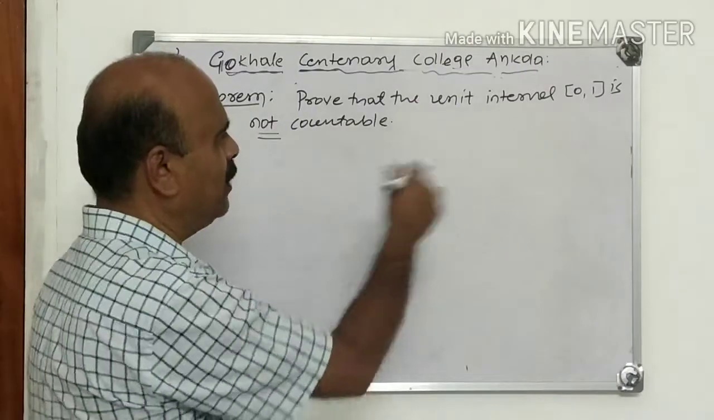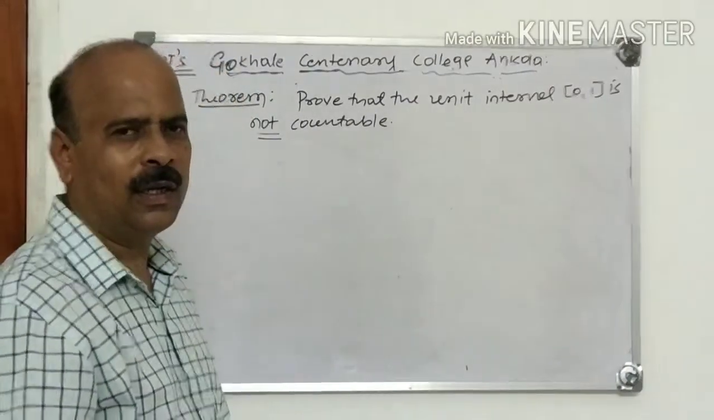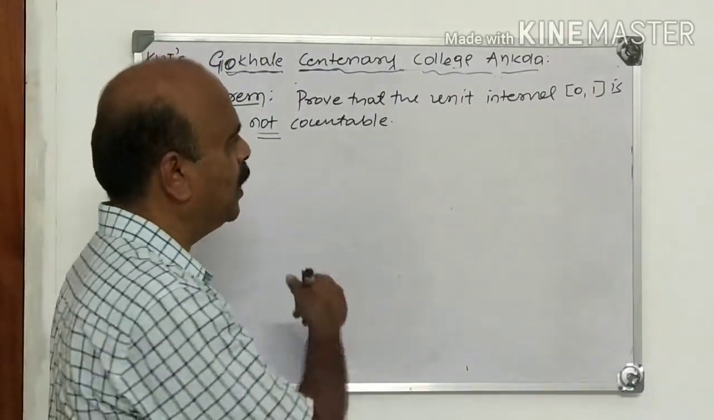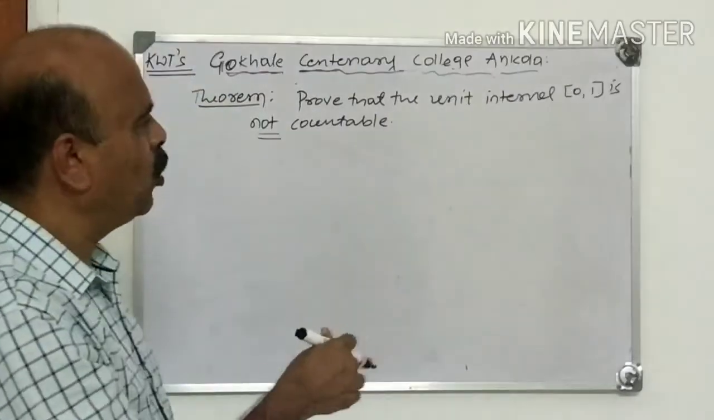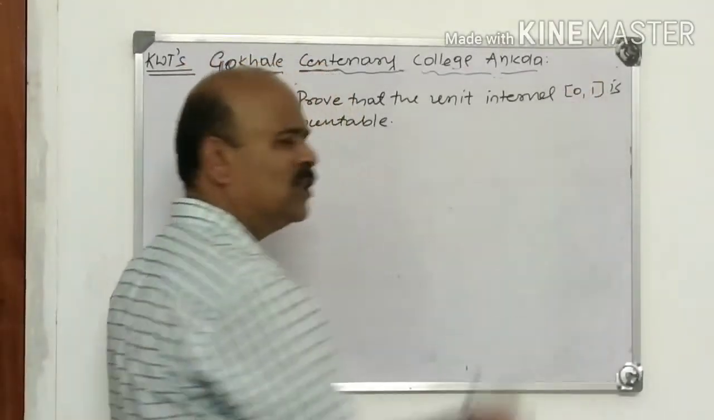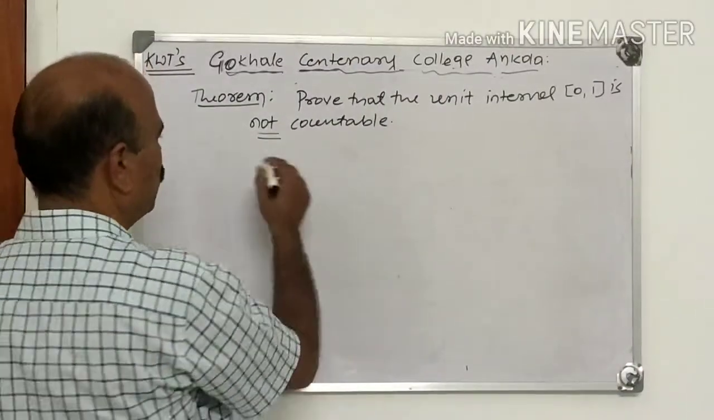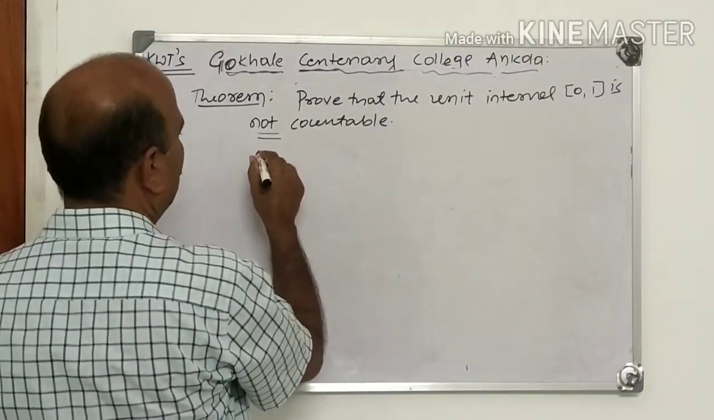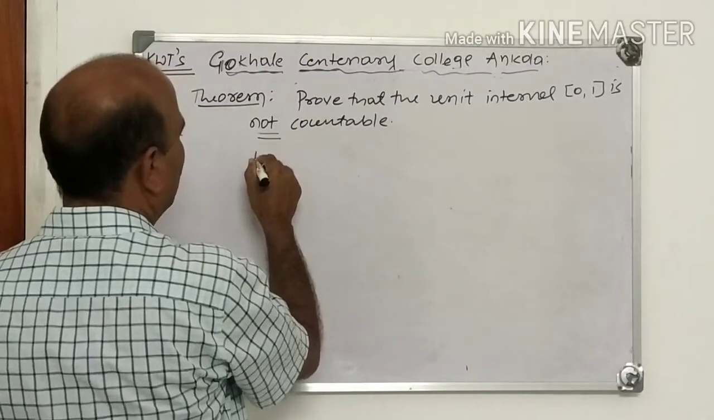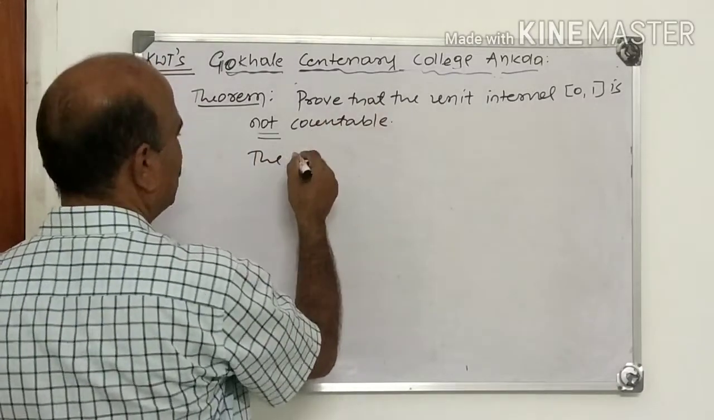If we arrange the elements of 0 1 in some order, then the arrangement does not include all the elements between 0 and 1. Therefore, it is not countable. That is the procedure. Now the elements of the proof I explain like this.